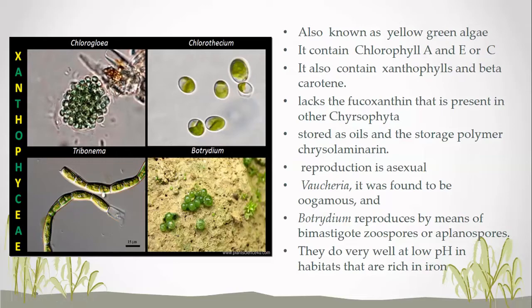And they do well in low pH. So they thrive in acidic conditions. At the same time, in aquatic environments that are rich in iron. So most of the species under this group are endemic because they only like environments with low pH. So acidic, not all areas are acidic. And not all areas are rich in iron.